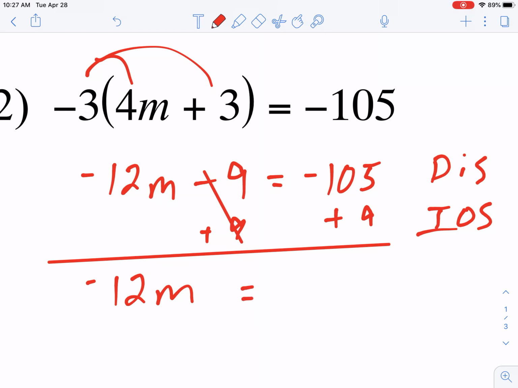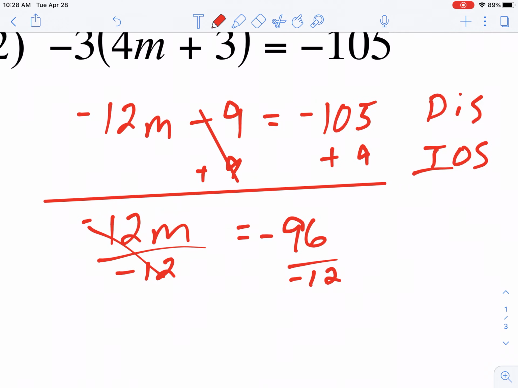Because it's a negative plus a positive, you're going to do the opposite. You're going to subtract, and you're going to keep the sign of the larger number. So 105 minus 9 is 96. But because negative 105 is bigger, we're going to keep the negative sign. And so now we have negative 12m equals negative 96. So we're going to divide both sides by negative 12 so we can get m alone.